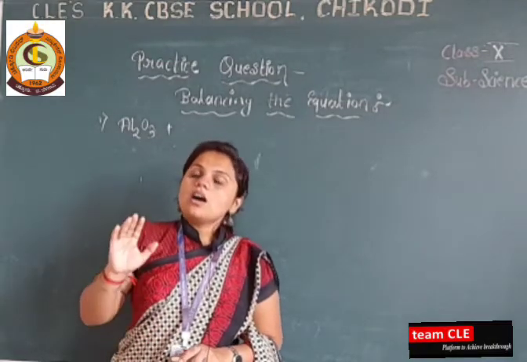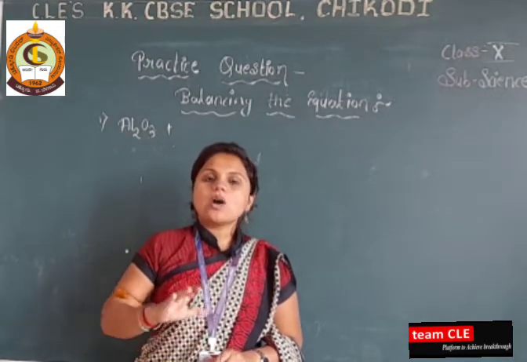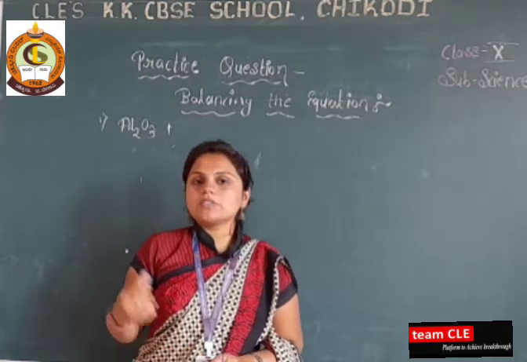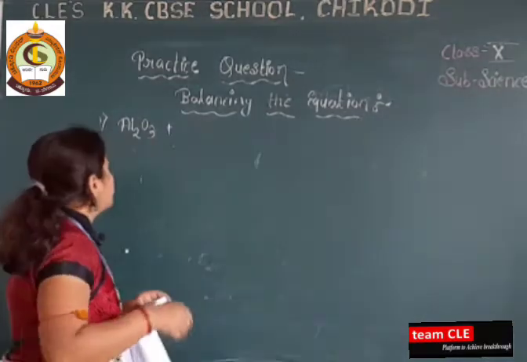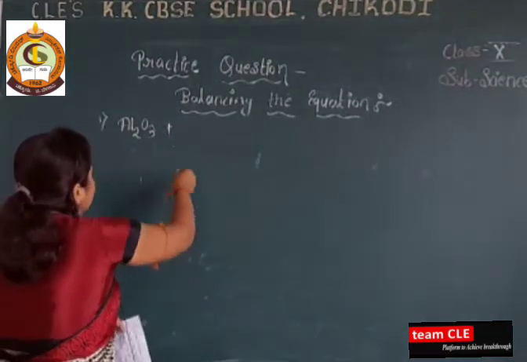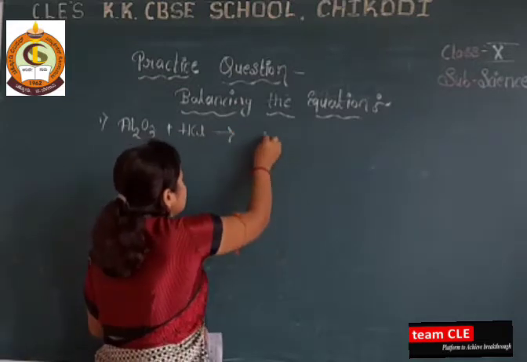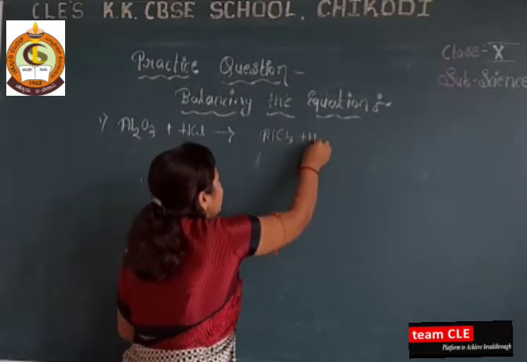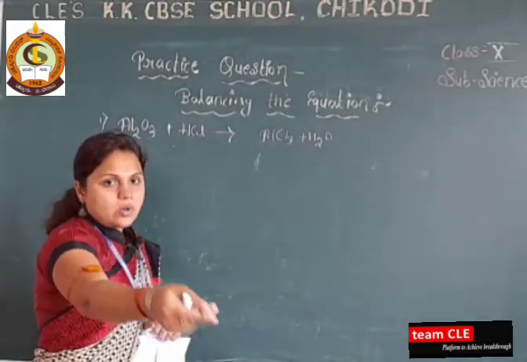Dear students, apart from this, today we are going to do some practice questions on how to balance chemical reactions. I have collected a few examples which we will solve now. The first question I have taken is aluminium oxide plus HCl, that is hydrochloric acid, which gives AlCl3 plus H2O. So this is our question that we have to solve now.